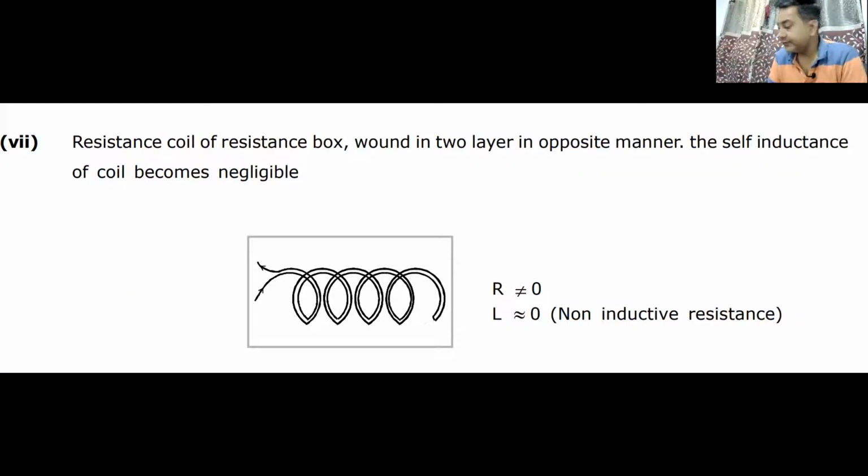Then one more thing you must note down. If you have two coils laid in opposite manner, one in this way, the other in the other way, carrying current in the opposite sense, then you will have the inductance almost equal to zero, because the flux in one coil and the flux in the second coil will cancel out each other. Do we understand this? Just note it down. Opposing currents.